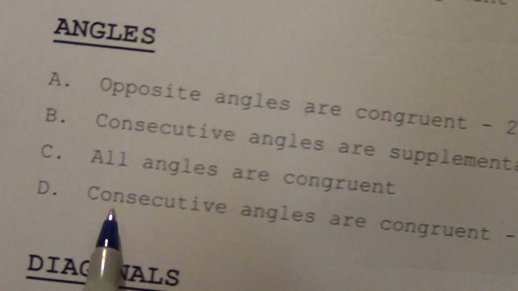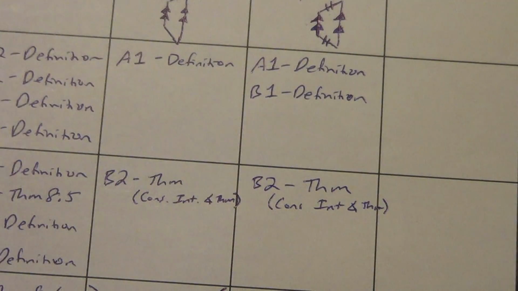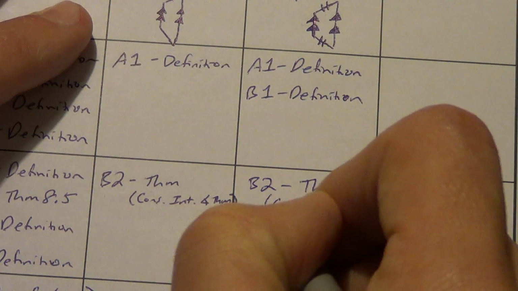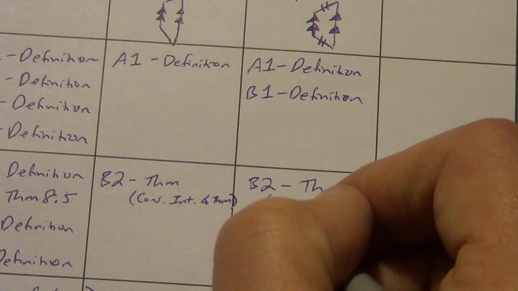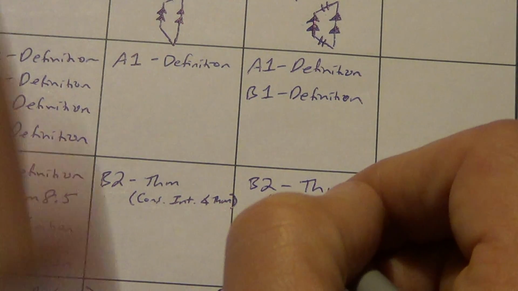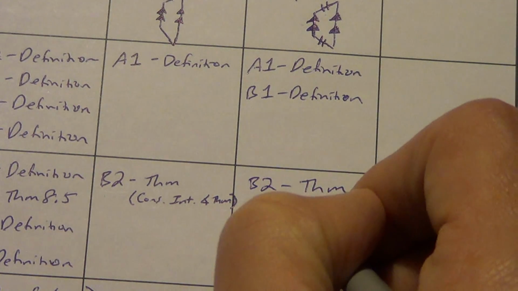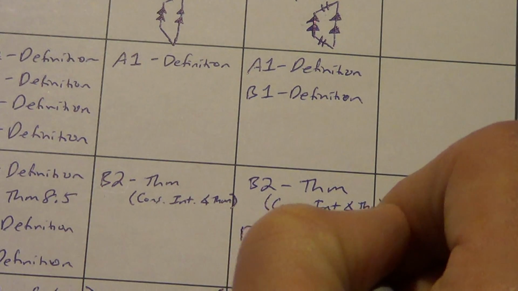Okay, next one. Consecutive angles are congruent, 4 sets or 2 sets. This is actually true. It's 2 sets, and I'm going to try to prove it to you here. This is actually, I believe, in your book. Let me see where it says. If a trapezoid is isosceles, then each pair of base angles is congruent. That's theorem 8.14. It also has a converse, theorem 8.15.